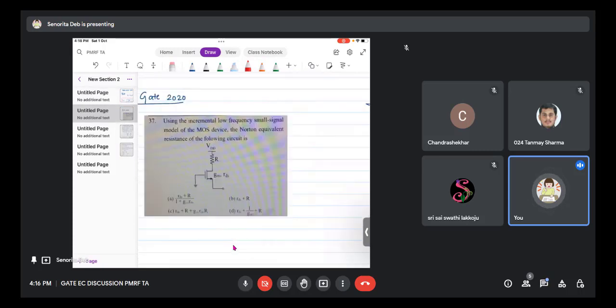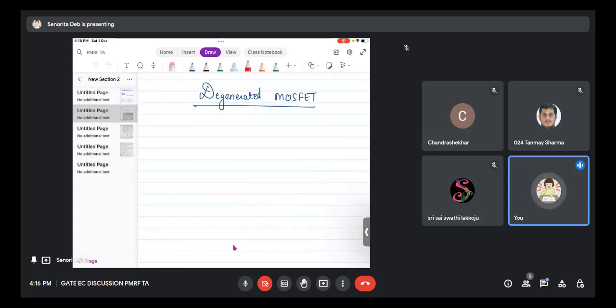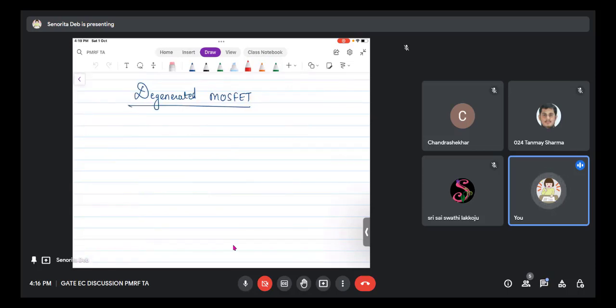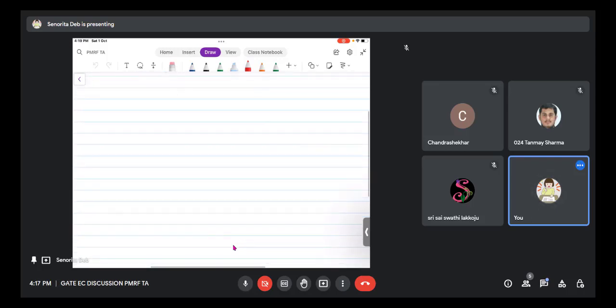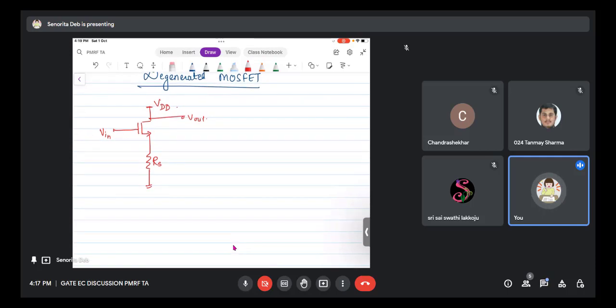So with this, we start with the MOSFETs. Okay. Again, today I'll just quickly review and show you the degenerated MOSFET small signal model. We will find out the output impedance, and then we will go on to solve some questions which had come. Okay. So what is a degenerated MOSFET? Basically you have a MOSFET and suppose there is a resistance here, RS. And then you have applied VDD here. So if you want, you can put an RD here or just leave it.